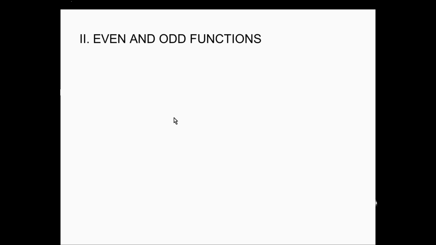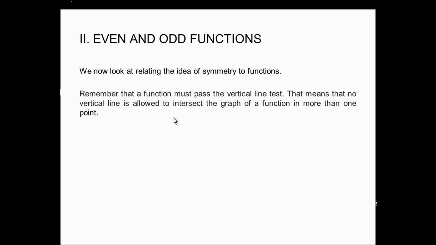Okay, now let's look at functions. So part 2, even and odd functions. Now, these are functions. We now look at relating the idea of a symmetry to functions. Not just relations, but functions. Remember that a function must pass the vertical line test. That means that no vertical line is allowed to intersect the graph of a function in more than one point.